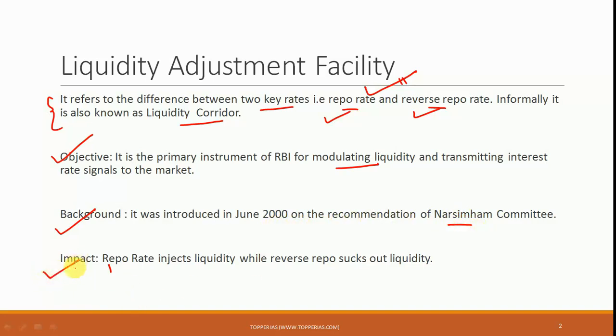Now coming to the impact aspect, as we all know, repo rate is the rate at which banks are taking short-term loans from the RBI. So obviously if banks are taking loans, this is something that is going to inject liquidity. While reverse repo is the rate at which RBI is taking loans from the banks. So obviously this is going to suck out the liquidity from the market, and that is how it is going to impact the inflation. So that's all about liquidity adjustment facility.